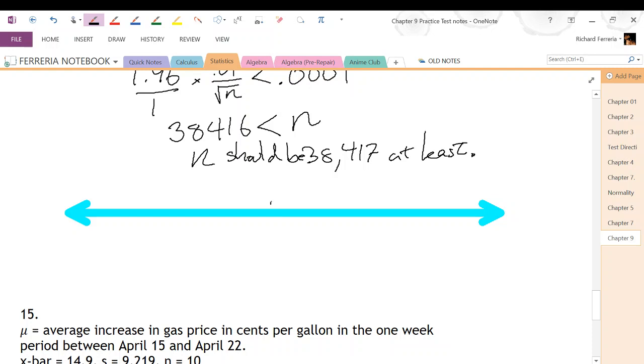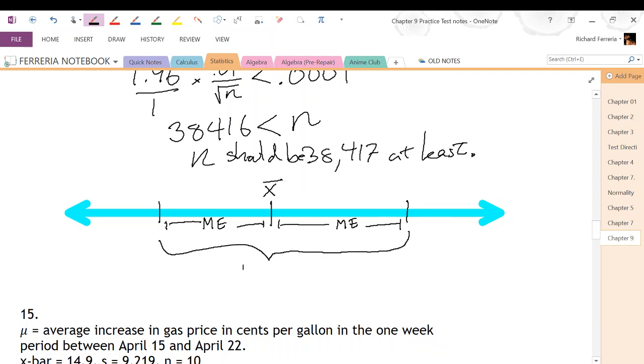Okay, in a number line, this would be mu, or that would be x bar, and the distance from here to here would be the margin of error. That's the margin of error from here to here, and then also from here to here. That's what we mean by x bar plus or minus the margin of error. This right over here, from end to end, that's the interval width.